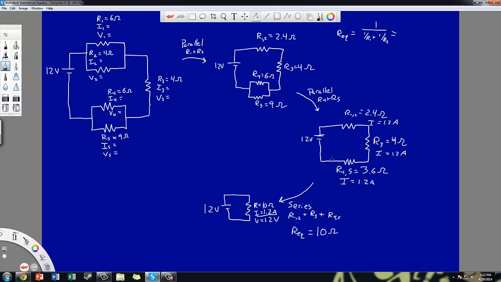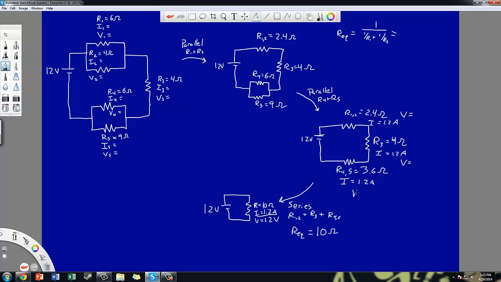It's like cars down a highway. If there's only one lane and it's full of cars, they're all going to be going the same speed. You can't have some going faster than others. They'll pile up and bad things will happen. So at this point, I know the current through all 3 of these, and so I can find the voltages for each.